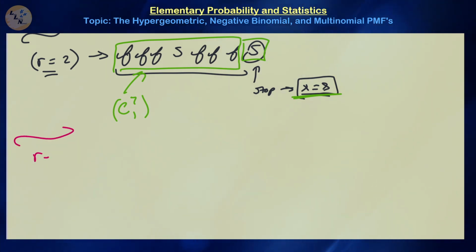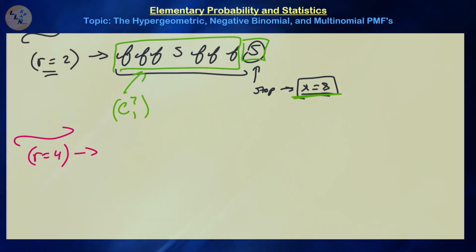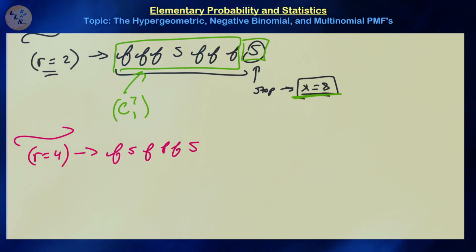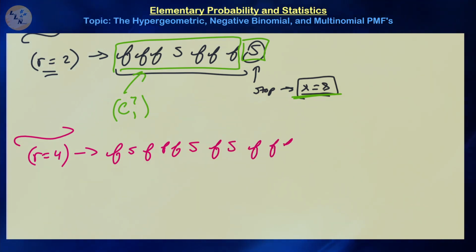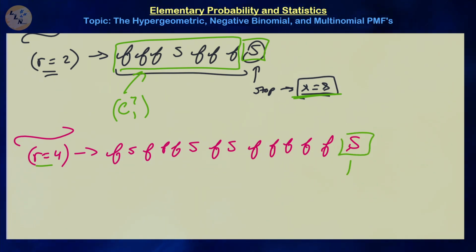What about r equal to 4? Let's look at an example of what we're looking at here. If we have r equal to 4, then one of the possible scenarios could be failure, success, failure, failure, failure, success, right? We want 4 successes, so we're going to keep on going. Failure, success, and then 1, 2, 3, 4, 5 failures, and then finally a success. Notice that we only want 4 successes, so we're going to stop here. And what x is this? So it's 1, 2, 3, 4, 5, 6, 7, 8, 9, 10, 11, 12, 13, and 14.